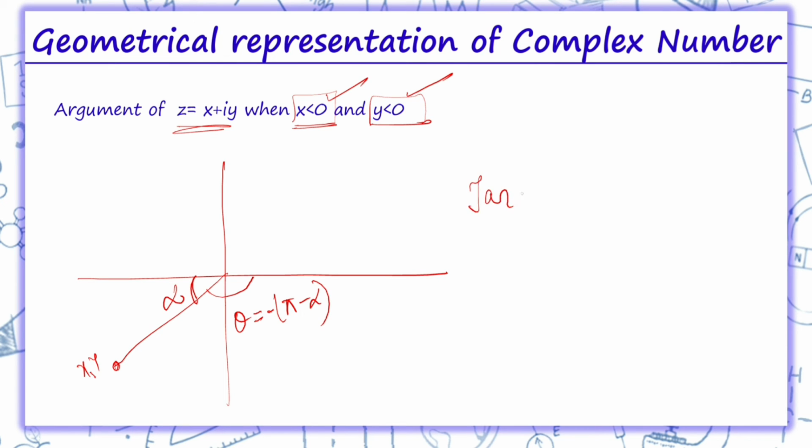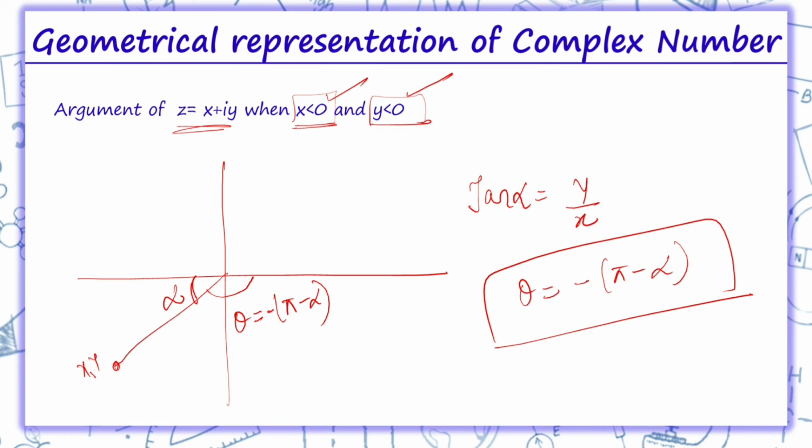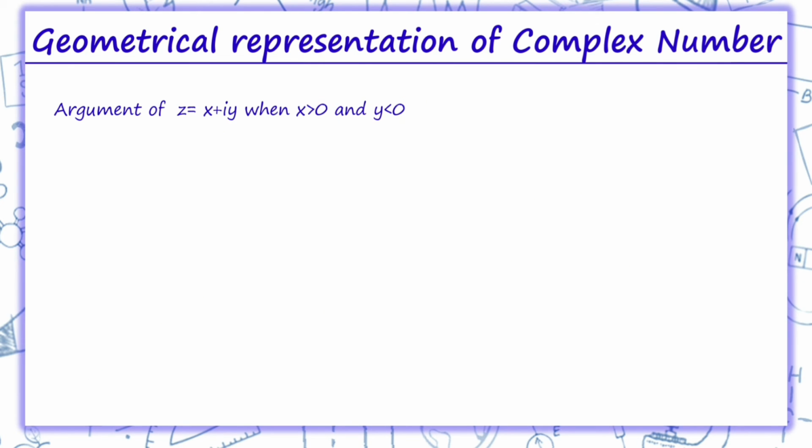Again we know tan alpha is y by x, but over here we will obtain theta. Theta in this case will be minus of pi minus alpha. So this is how we can find out the argument for a complex number lying in the third quadrant.